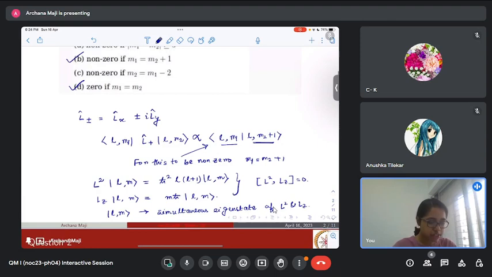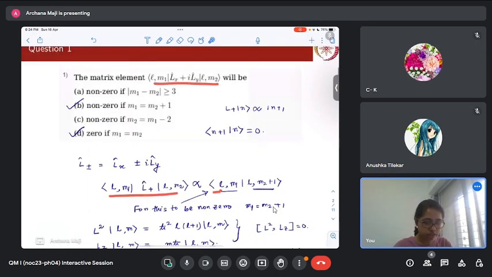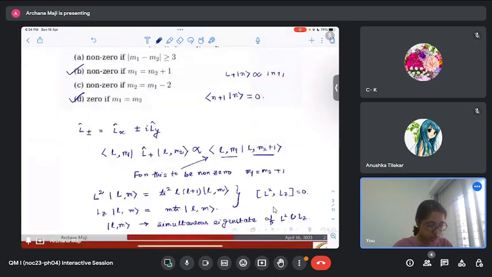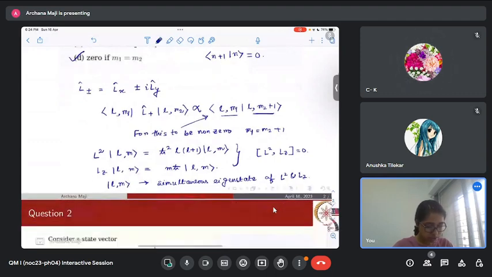Just like in the harmonic oscillator, state n and state n plus 1, which you get after acting the ladder operator on state n, are orthonormalized and that gives 0. In the same way, |l,m1> is orthogonal to |l,m1+1>. So that's why when m1 equals m2, the given matrix element is 0. Clear? Yes, ma'am. Okay.